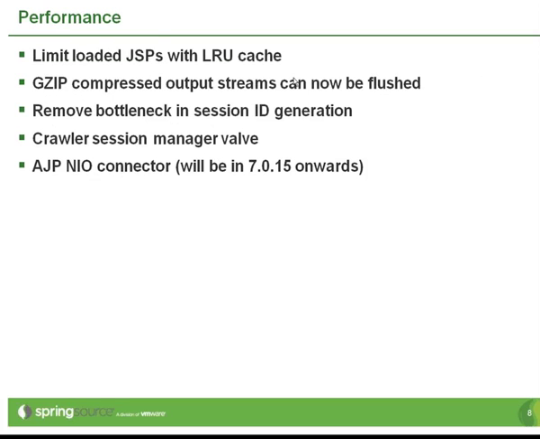Okay, in terms of performance, there's no really big performance improvement in Tomcat 7, but there are a couple of incremental improvements. One's particularly worth mentioning. You can limit the number of loaded JSPs with a least recently used cache, and what that will do is, if you've got an application that has lots and lots of JSPs, then it can tend to be a bit of a memory hog, which is usually less of an issue in production and more of an issue in development. Limiting the number of loaded JSPs just allows you to keep the memory usage under control.